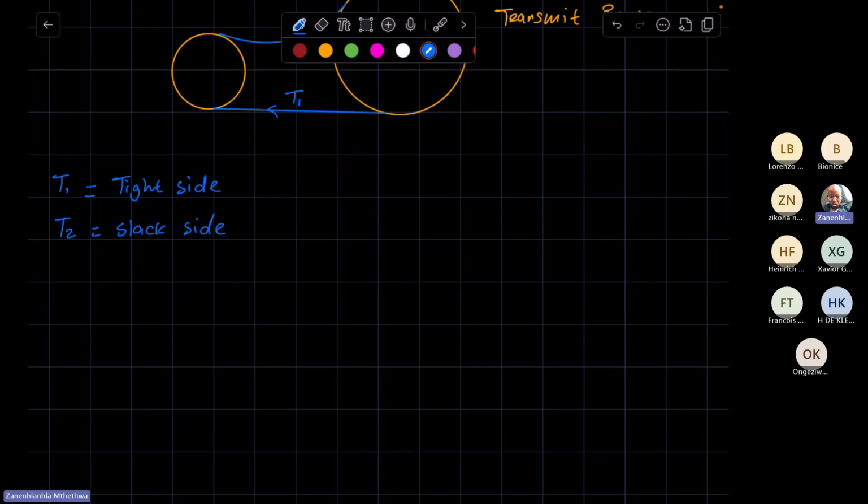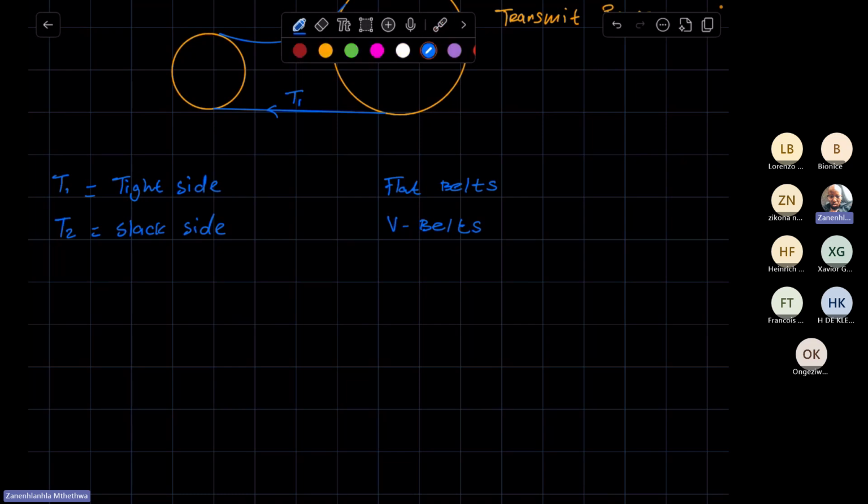Now, at this level, with our tension ratios, we only get to look at flat belts. We get different types of belts. You get flat belts, you get V belts, but on our syllabus, we only get to look at flat belts.